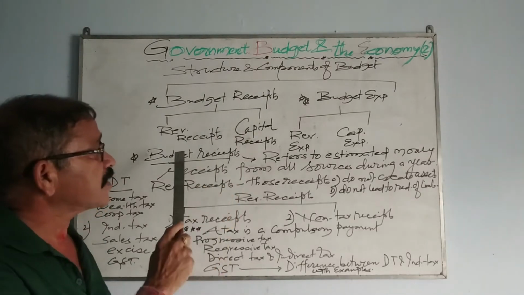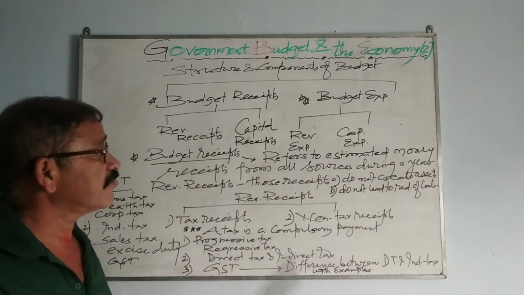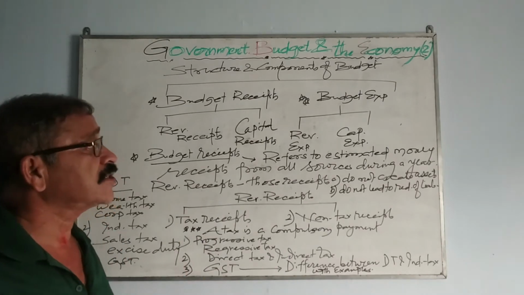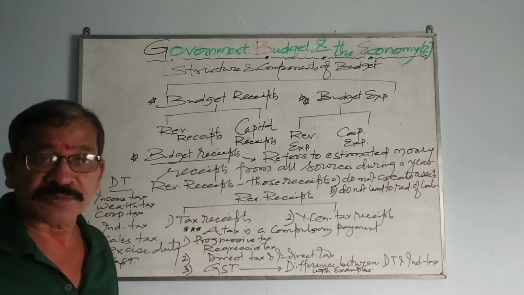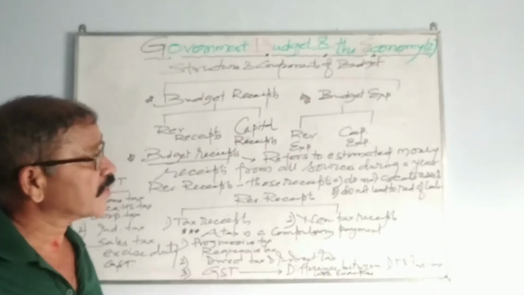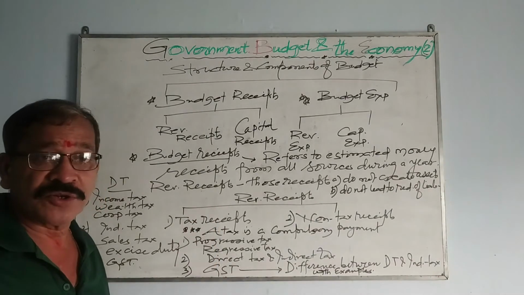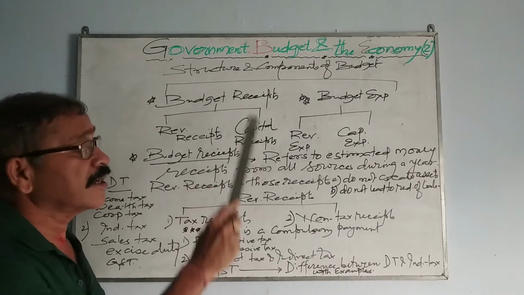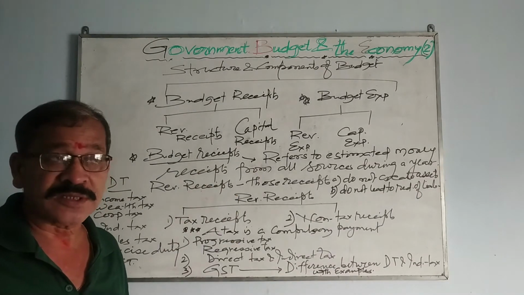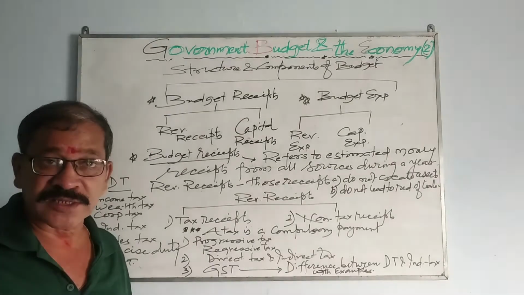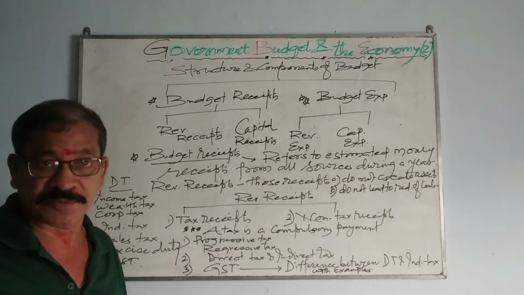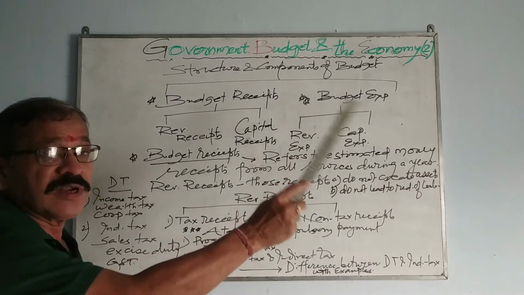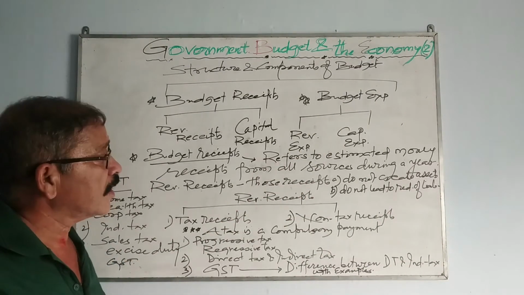Now budget receipts have two types. One is revenue receipts, the other one is capital receipts. In this video, we are going to focus only on budget receipts, that means the revenue of the government. Expenditure we will discuss in another video.